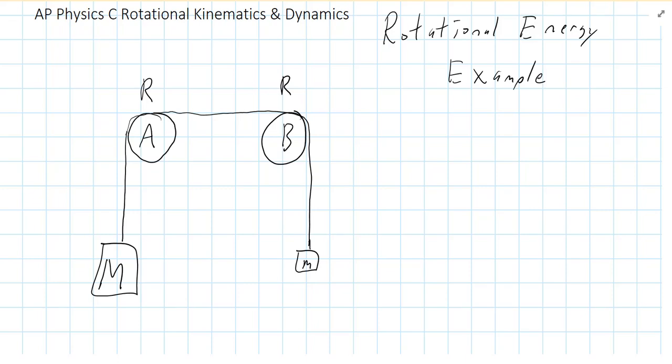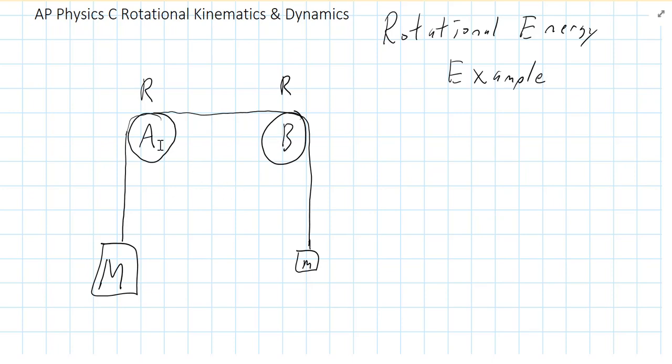Hey folks, I've got a quick example of rotational energy. And this dovetails from the stuff we've done earlier in this chapter. So let's say I've got this apparatus here. A and B are pulleys. Okay, they're frictionless pulleys, but they do have mass.